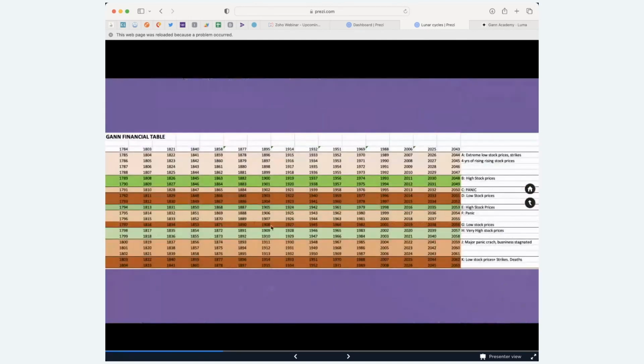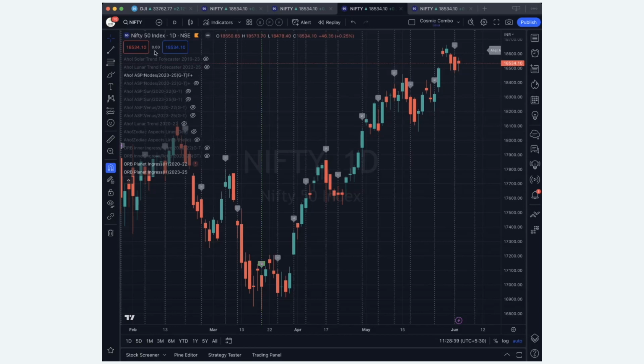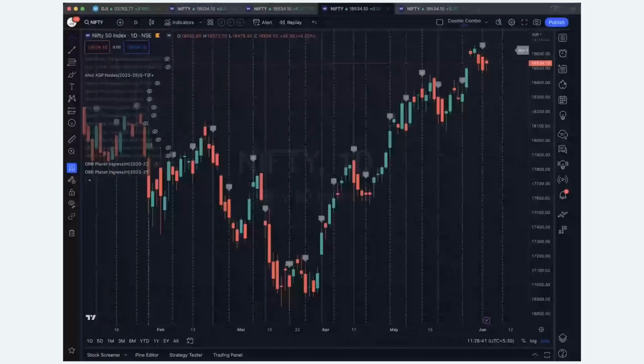I will show you the same stuff on charts, how the lunar node in combination with the moon, and the combination of other planets, can actually define highs and lows. So we'll just have a look at that. Here you can see I've got various indicators. I'll just enable the indicator called the nodes indicator. So let's have a look.